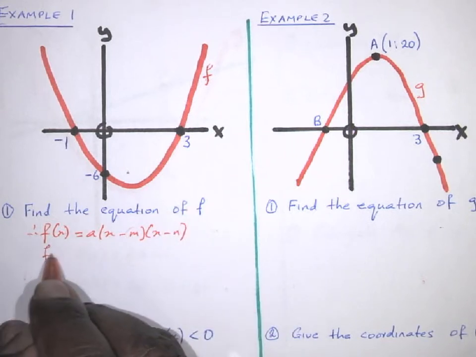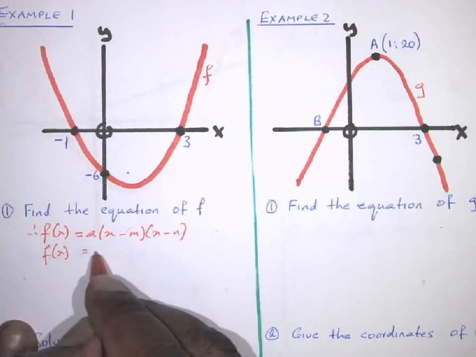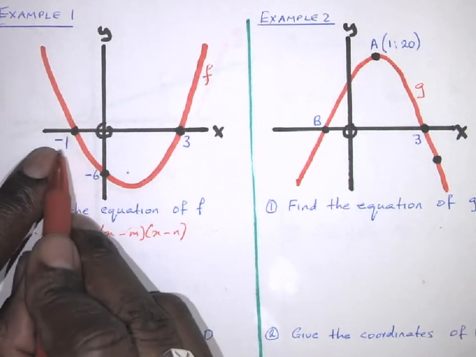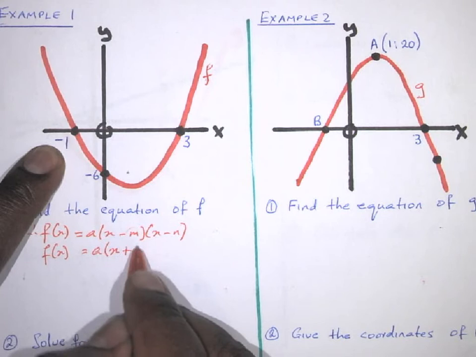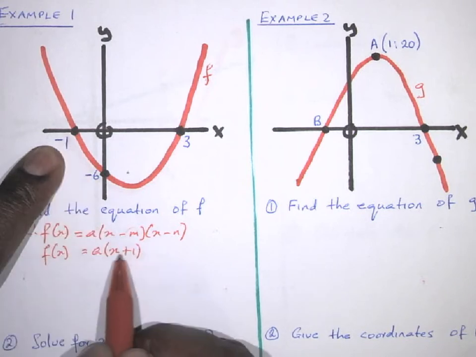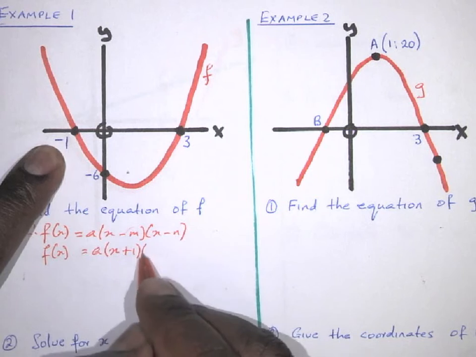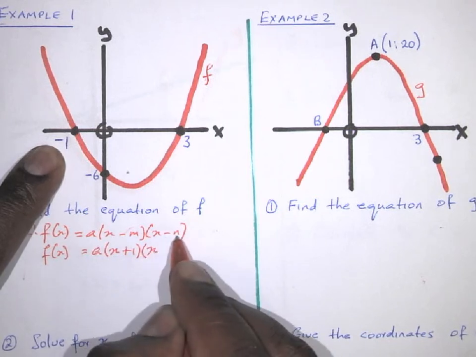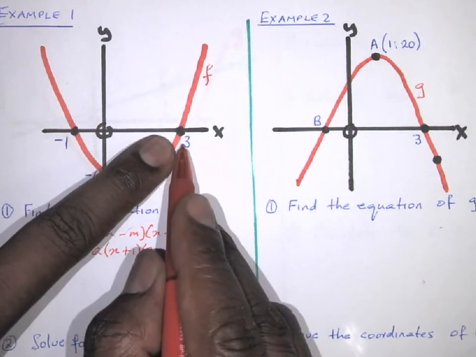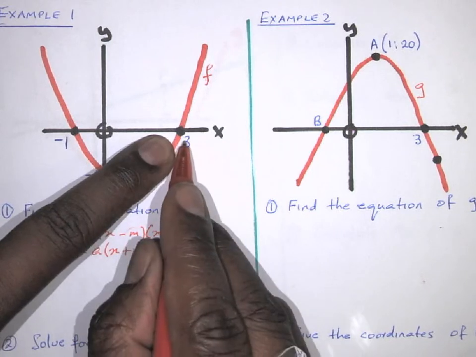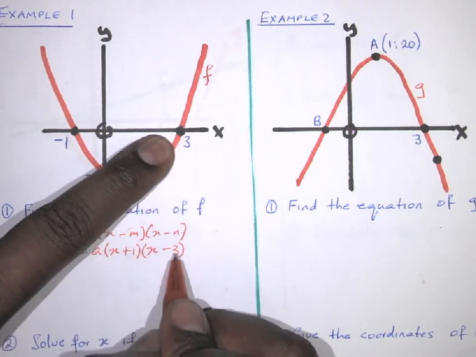So f of x is equal to a, which is the last thing to find, into x. Now, here I've got minus 1, so just plug in plus 1. If it is minus 5, we'll put in plus 5. If it's minus 3, we'll put plus 3. Now, minus n: on this side there's positive 3, so I will put minus 3. If that was a positive 7, I'll put a minus 7.